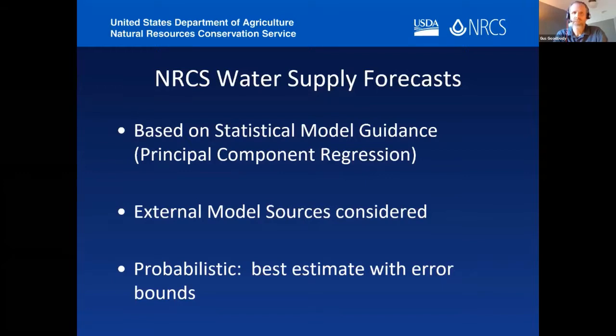And finally, it's important to know that our forecasts are not deterministic, but rather probabilistic, meaning in addition to a best estimate, we also provide error bounds. And that's a really important part of what we do, because water supply forecasting is fairly uncertain in a lot of cases, especially with the longer lead times earlier in the snow accumulation season.